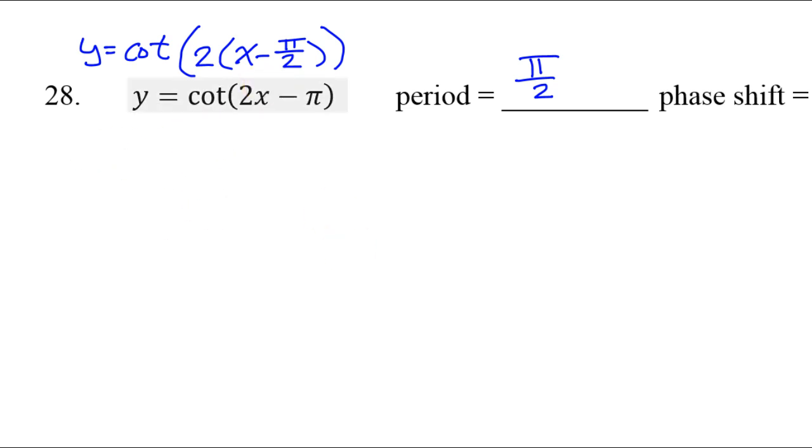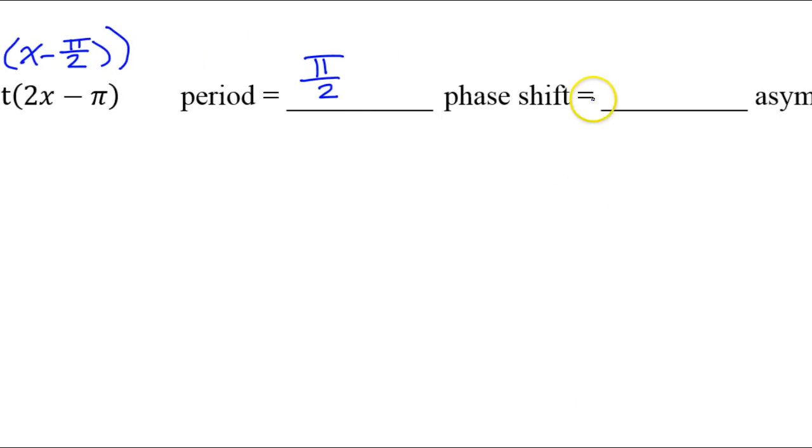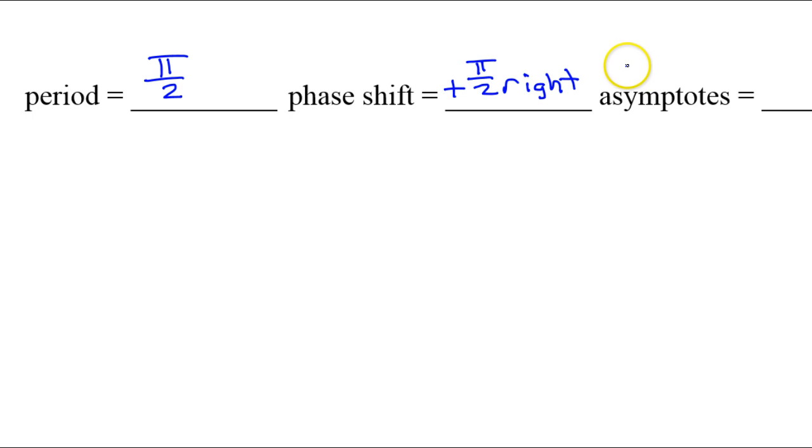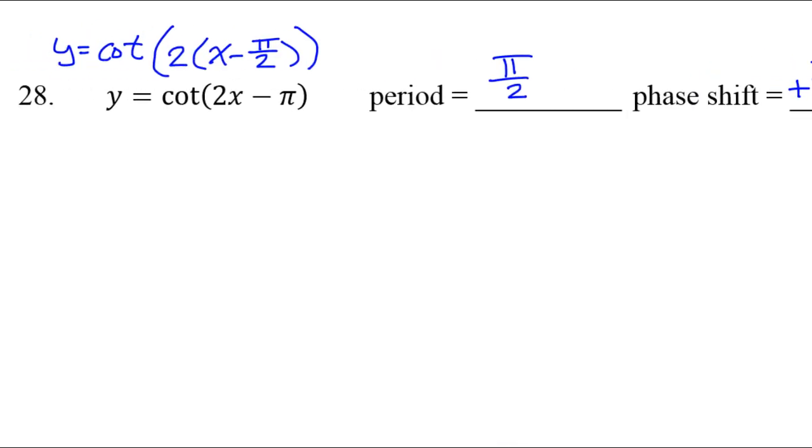Okay, the phase shift. When we talk about the phase shift, we're looking at this blue version of the equation, where we can see that the phase shift is right here, the h. And it's the opposite sign of what you have in the equation. So the phase shift will be positive pi over 2. And I'm going to go ahead and say to the right, just for good measure. Now they also want to know the equation of the asymptotes, but we'll do that at the end. So let's go ahead and do the graph.